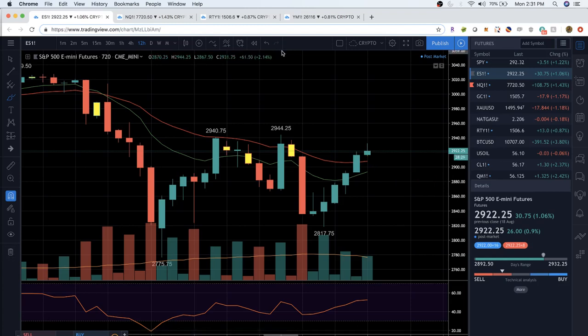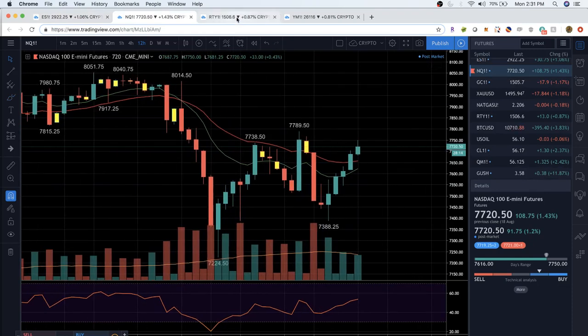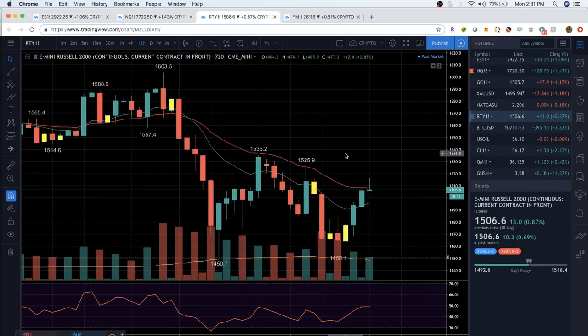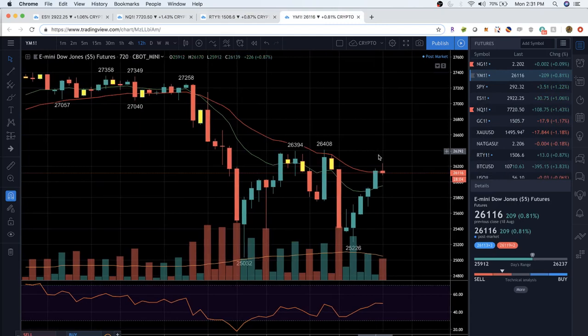Something I want to point out: ES and NASDAQ are much stronger than RTY and YM. So just quickly, I'm going to scan and show you the difference. Look at the EMA on the 12-hour for ES. We have a candle close above. NASDAQ, candle close above. RTY, throat punch to the neck on the 12-hour with a 26 EMA on RTY. YM, same thing, throat punch to the neck.